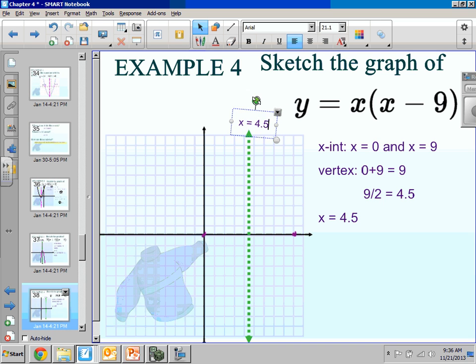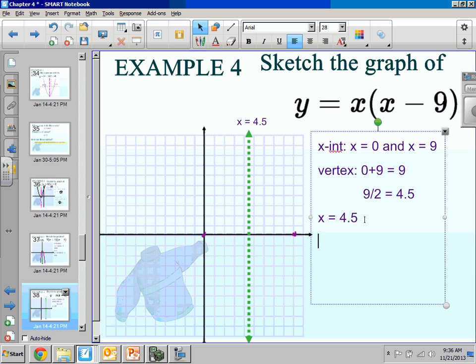And my vertex is somewhere along here. So to find the y value of the vertex, I'm going to plug 4.5 into my equation. So I get y equals 4.5 times (4.5 minus 9). I'm getting out my calculator since I don't have you guys to help me out, and that is negative 20.25. Which makes my vertex at (4.5, negative 20.25). So that is my vertex.